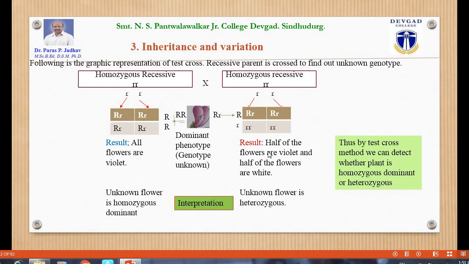मग रिझल्ट मध्ये काय दिसेल? Half of the flowers are violet and half of the flowers are white. व्हाईट कॅरेक्टर कसा आला तर हे स्मॉल आर responsible for white color and they express their color. So here half of the flowers are violet and half of the flowers are white.